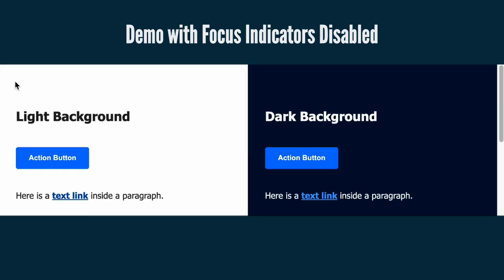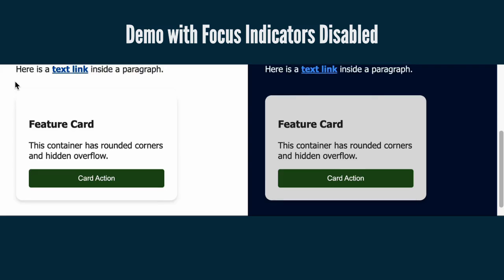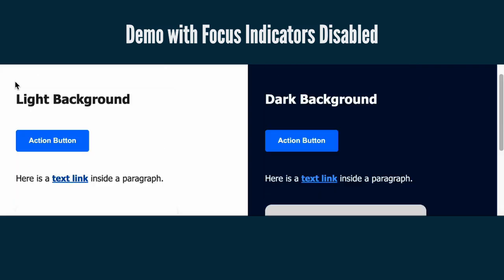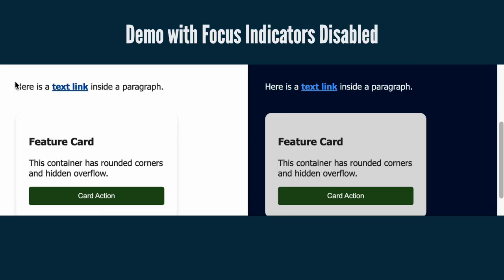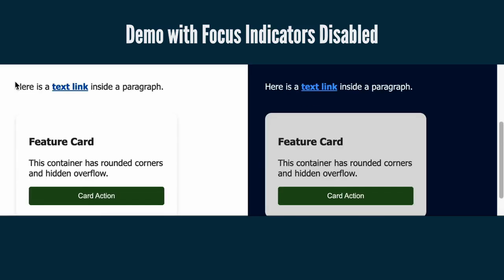On screen is a sample website. I'm pressing tab and I know it's working because the screen moves. But I have no idea where my focus is. Therefore, I don't know what I'm going to click or activate. So why does this happen?